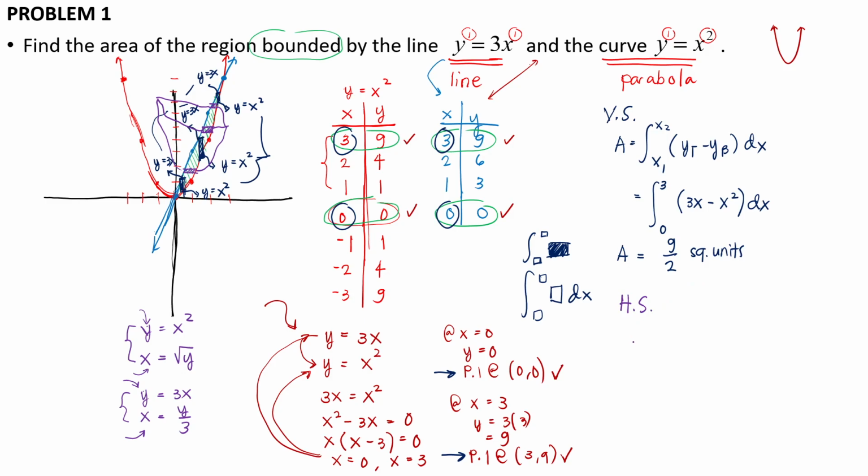So let's try to observe the difference. In the horizontal strip, the formula is y1 to y2, x right minus x left dy. Again, our x right is the red graph. That's the parabola, y equals x squared. So this one is now our x right. Earlier, this one is the y bottom. This one is the y top. So this one is the x left in the horizontal strip.